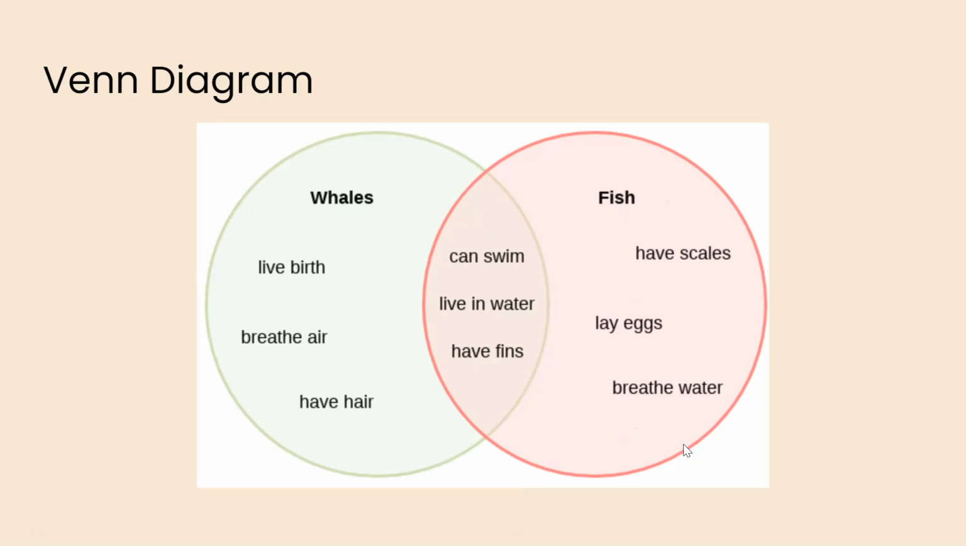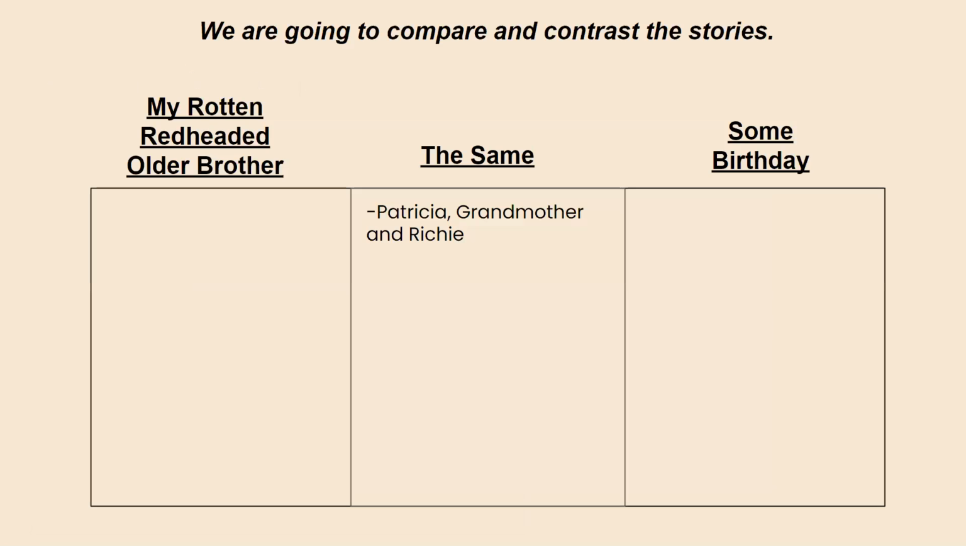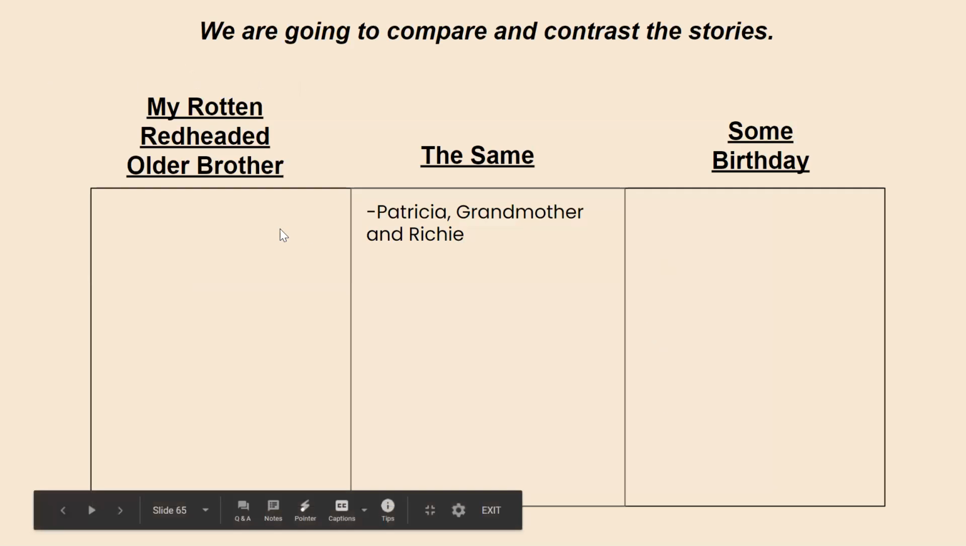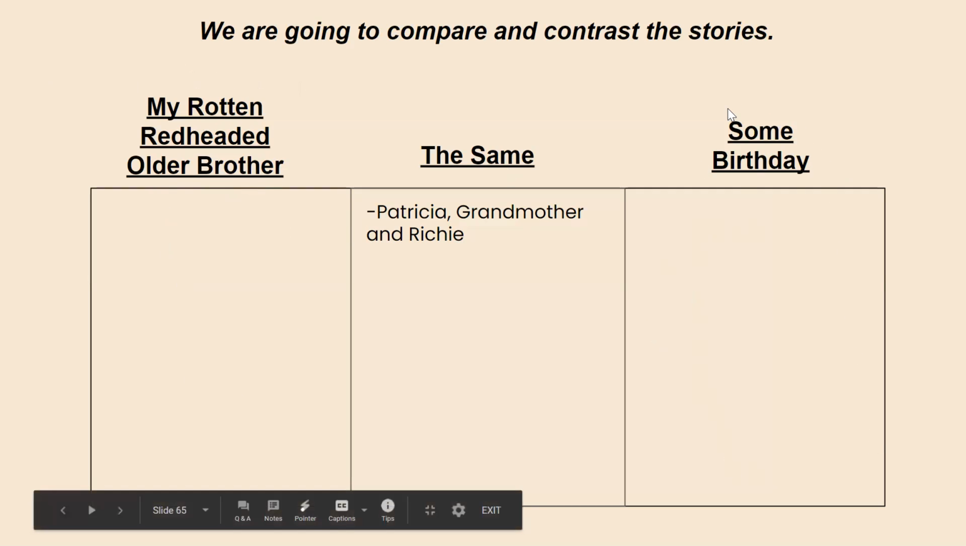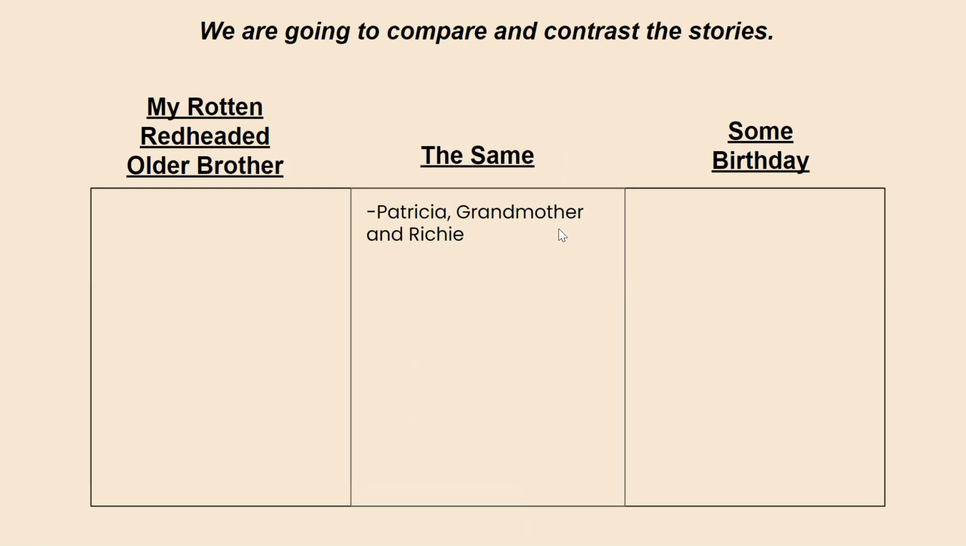Now, I find it's very hard to type into a circle, especially when we're doing full sentences, since we're big third graders. So what I decided to do was to create rectangles. So this would be something where we put only information for My Rotten Redheaded Older Brother. This is the box where we put only information for Some Birthday. And then in the middle is where we're going to put things that are the same about both books. So we are going to compare them.